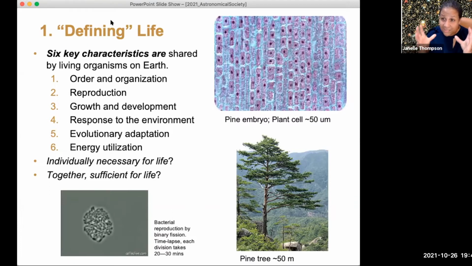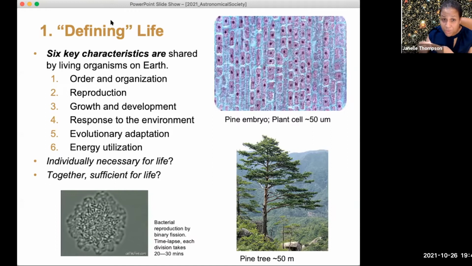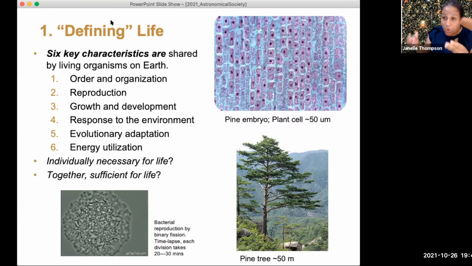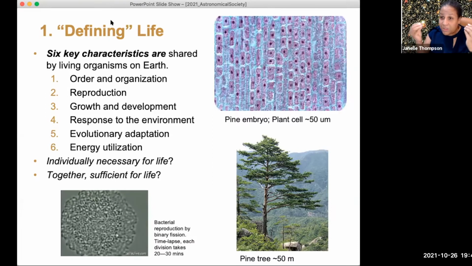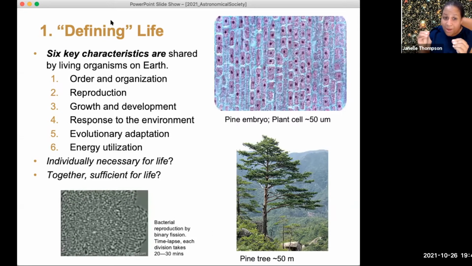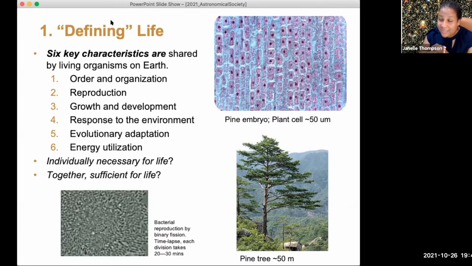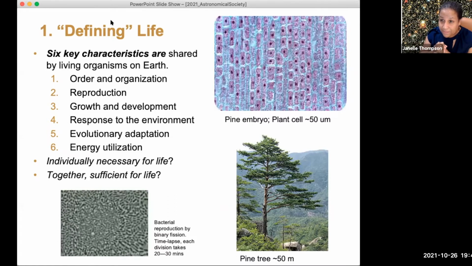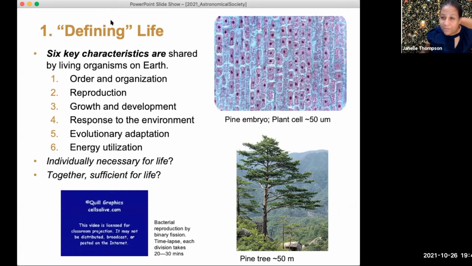So this framework is a set of 6 characteristics, and they are that life contains order and organization, that it is able to reproduce, that life can grow and develop, that it can respond to the environment, that it can adapt to its environment through evolution, and that it utilizes energy to do all of these things. So let's just look briefly at a few examples for these concepts.